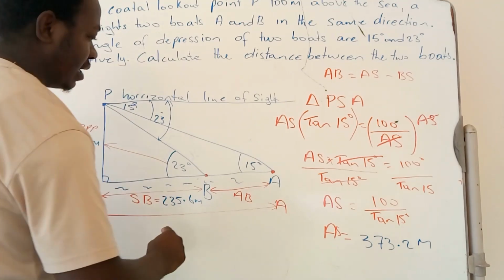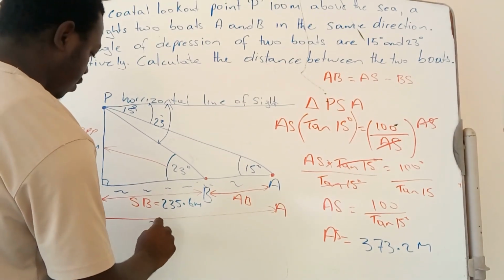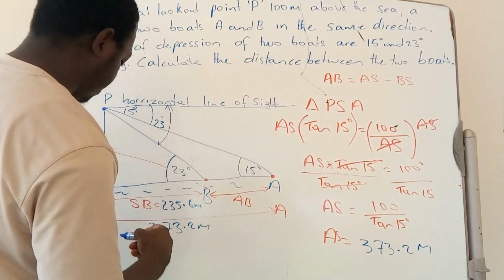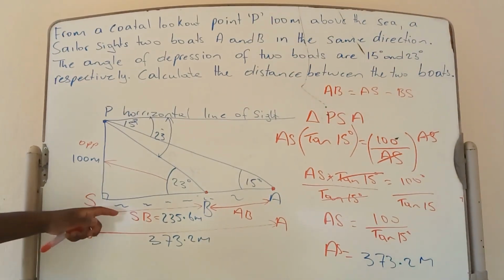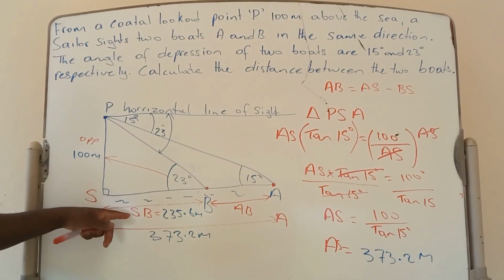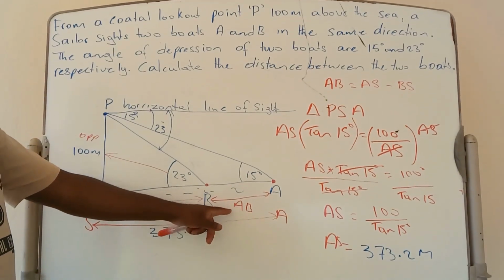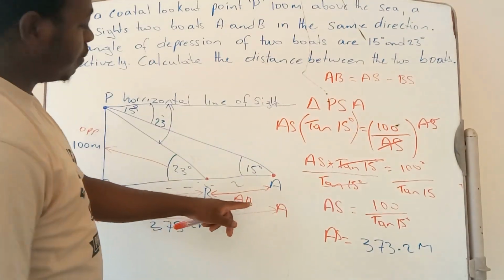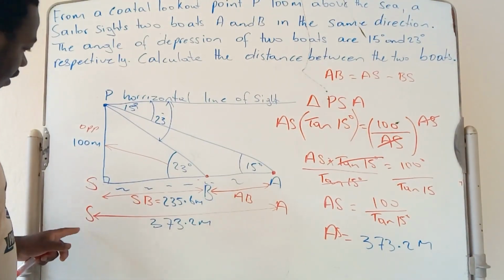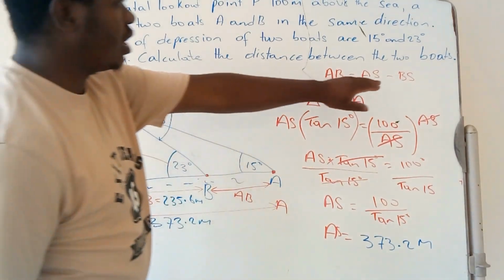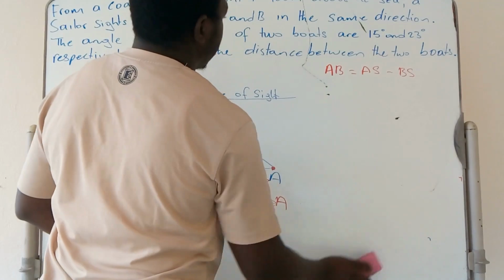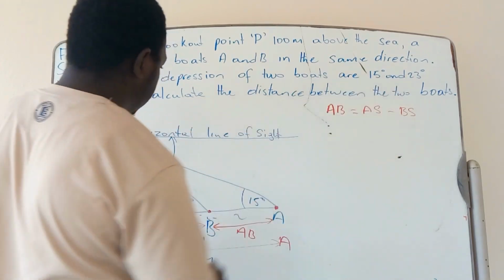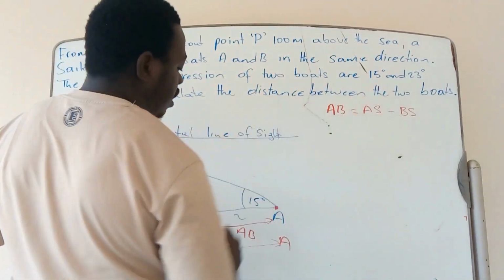So we know this entire length here is 373.2 meters. And clearly from the diagram, you can see that SB plus AB has to equal SA. Therefore, AB is equal to AS minus SB. That's where I get this little formula from. Now we can go ahead and calculate the distance between both boats, because remember they say calculate the distance between the two boats. So now this formula gives us the distance between the two boats.